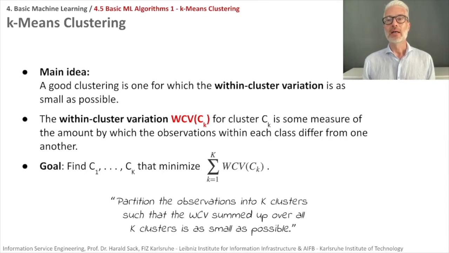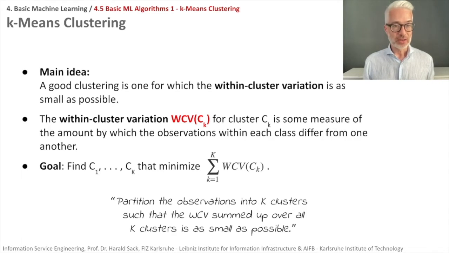It has been proposed, I guess, in 1967 by McQueen. And the main idea there is, again, they state a good clustering is one for which the so-called within cluster variation, this is something like the inner cluster distance, is as small as possible. And here, the within cluster variation, written as WCV of a cluster C_k, is some measure of the amount by which the observations within each cluster differ from one another.